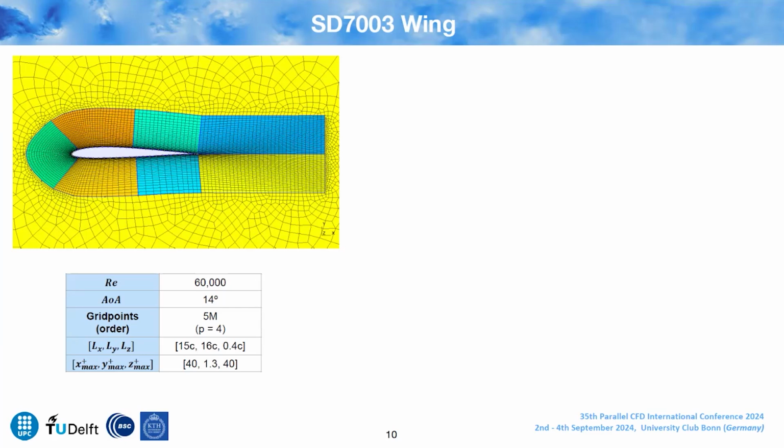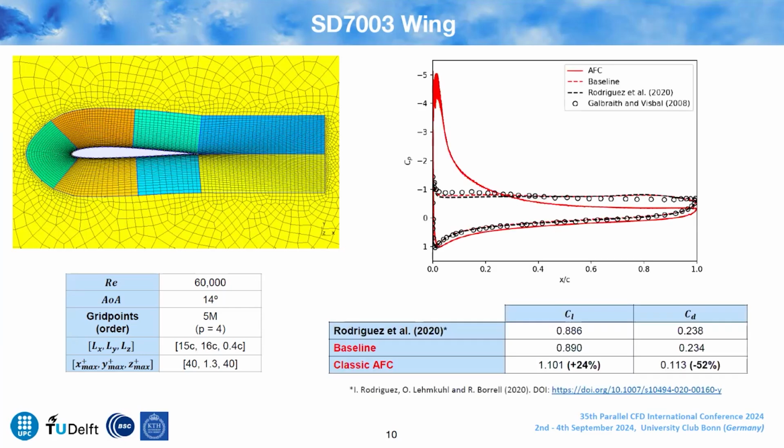Here we are performing LES simulations with a mesh of 5 million grid points. This could seem a little bit coarse, but we are obtaining fairly good results compared to the literature for the baseline case, for the lift and drag coefficients, and also for the pressure distribution. We also tested a classical active flow control to see how it worked, achieving a lift increase of 24% and a drag reduction of 52%.